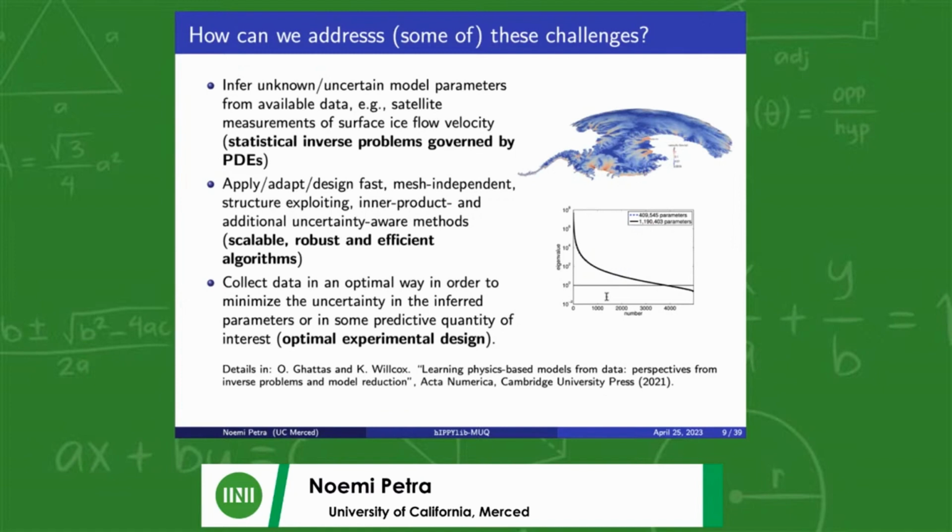And another aspect, another way to address some of the challenges in terms of improving the quality of the data, is something I will not discuss today, but again, I invite you to check out our references. It is to collect data in an optimal way in order to minimize the uncertainty in the inferred parameters or in some predicted quantity of interest via optimal experimental design. I put here a nice reference by Omar Ghattas and Karen Willcox that appeared fairly recently in Acta Numerica, which summarizes these techniques quite nicely.